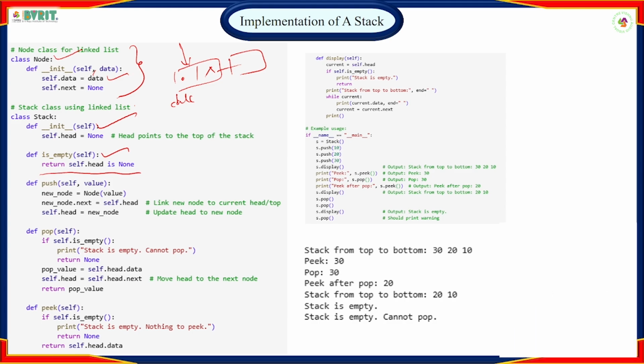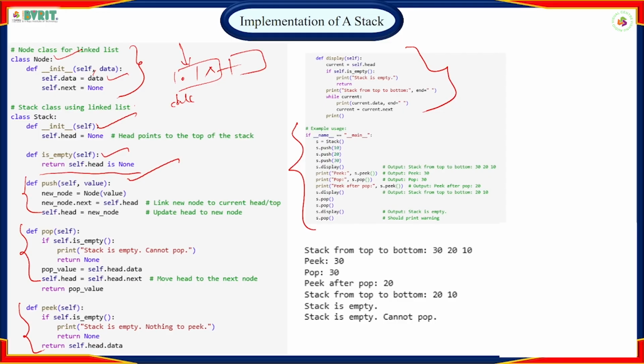Now we apply the push and pop operations. The push operation method is this one. The pop operation method is this one. Peek displays the top element of the linked list. This is the display method. This is the sample example.